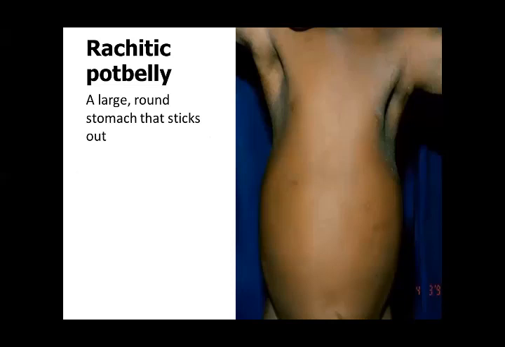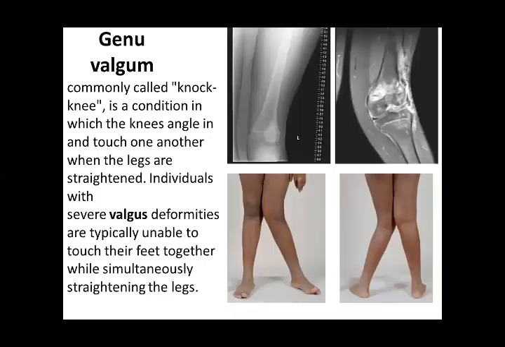Look at the rachitic pot belly, a large round stomach that sticks out. It is called the rachitic pot belly. Genu valgum, another term. You have heard it several times. If you make a boy stand, he cannot get his two legs straight. This is also called knock-knee. It is a condition in which the knees angle in and touch one another when the legs are straightened.